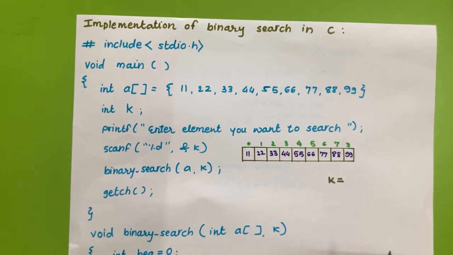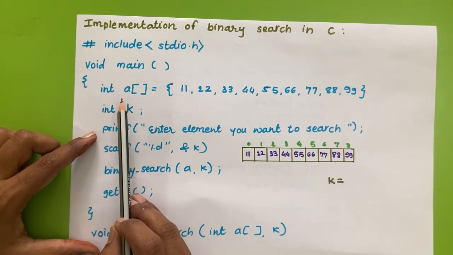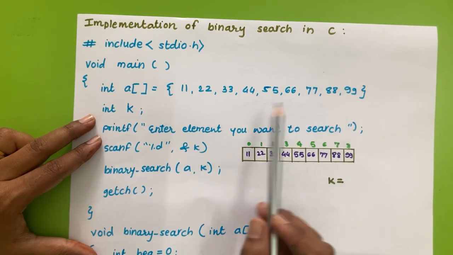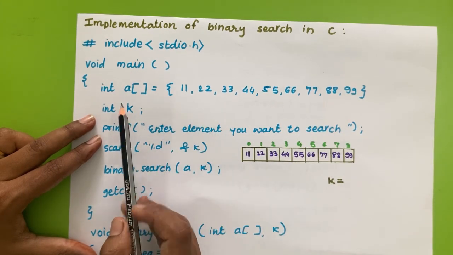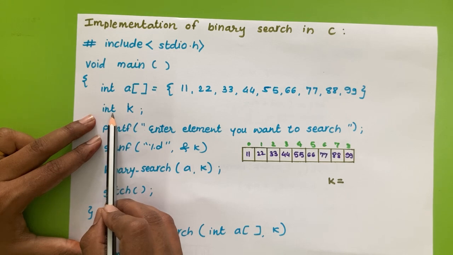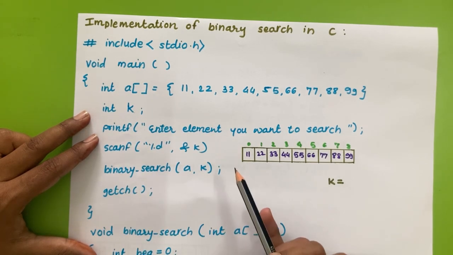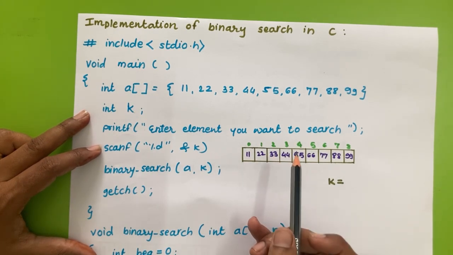In this video, we are going to implement binary search without recursion. So for that purpose, here I have declared array A containing 9 sorted elements and one variable I have taken here, K, for accepting the element that we want to search.